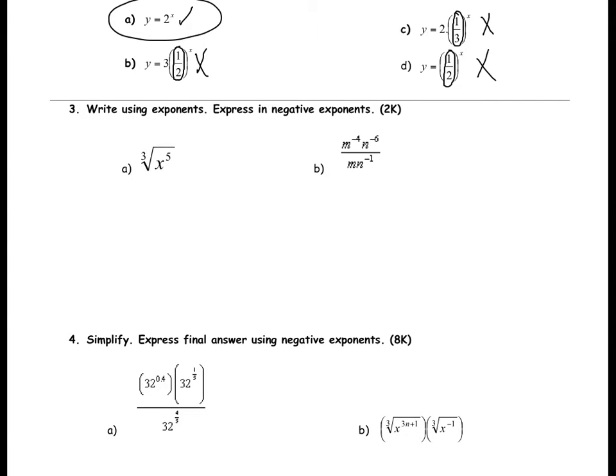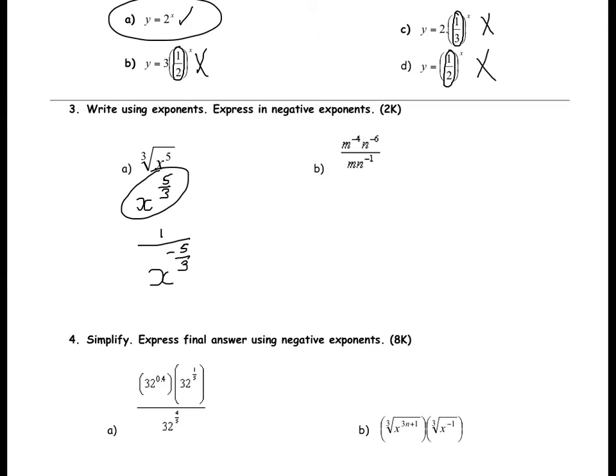The next question says, write the following using exponents and express it in negative exponent. So the cube root of x exponent 5 is the same as x exponent 5 over 3. To change it to negative exponent, I'm going to flip the power, so it becomes x exponent, but the exponent becomes the opposite sign, so it becomes negative 5 over 3. You are not going to flip the exponent, so the exponent does not become 3 over 5. You flip the whole power.